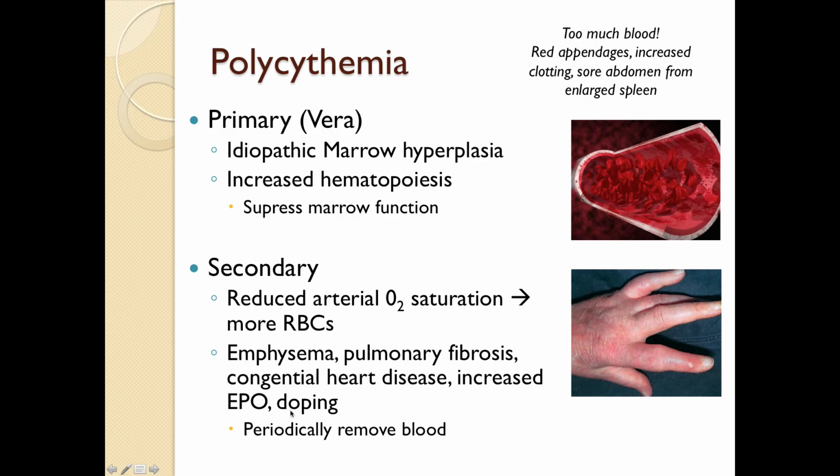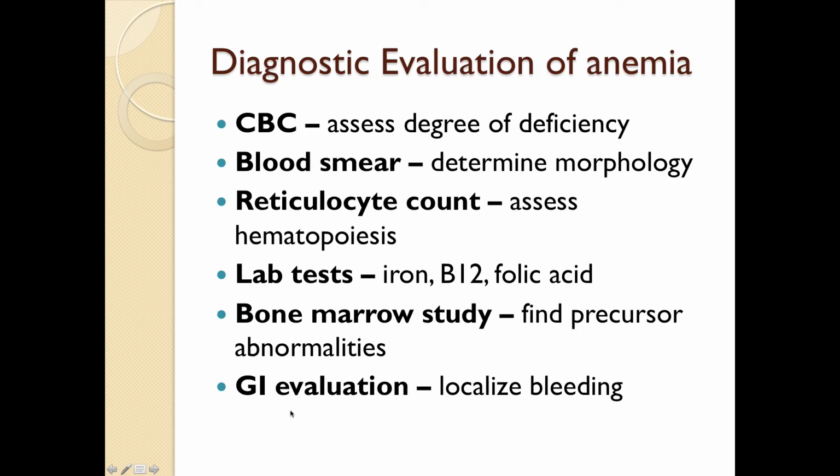So to see what type of anemia there is, you first want to do the CBC to see the level of hematocrit. But a really important step is actually looking at the blood cells to see what they look like. And once you know that, then you can determine the cause and then plan a treatment.